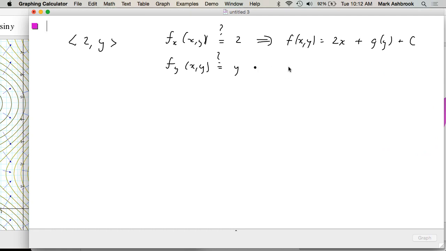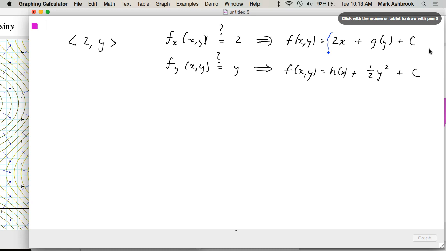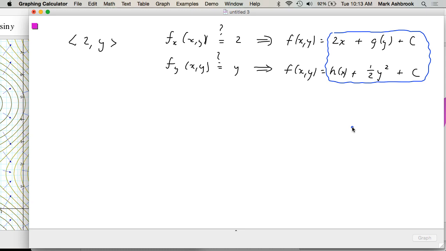So then we've got another perspective on f. Here's another way to write f, given that this is the partial with respect to y. We'd have 1/2 y squared plus some function of x would be possible. Does there have to be a function of x? No, there could be. Plus some constant. Now, these are two views of the same function. These aren't two different functions. These are both views or perspectives on f.